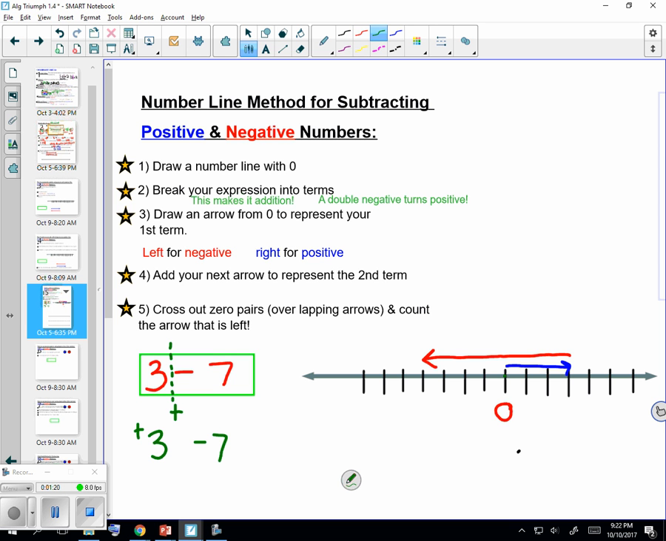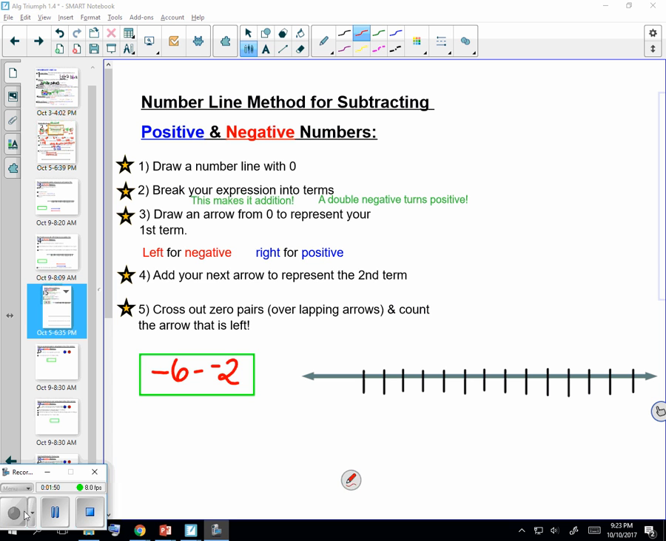So we look. Here is my 0 pair. My 0 pair had negative 3 on the top and positive 3 on the bottom. So out of my 7 total negatives, I used 3 of them. I'm going to show you a trick here. I used 3 and I still have 4 left over. Here's my 0 pair. My answer is negative 4.